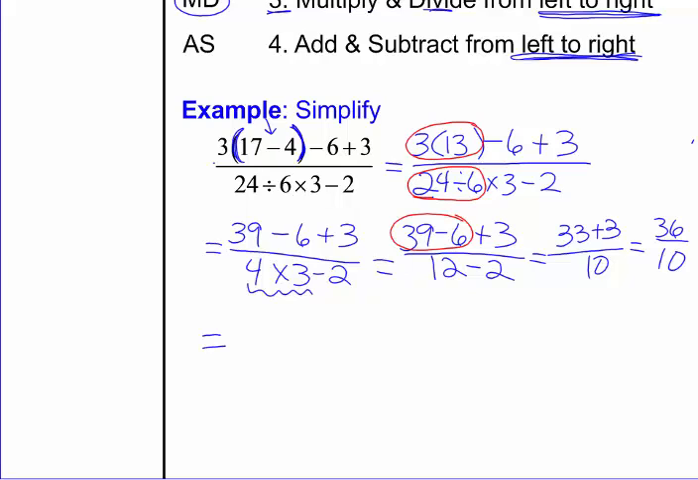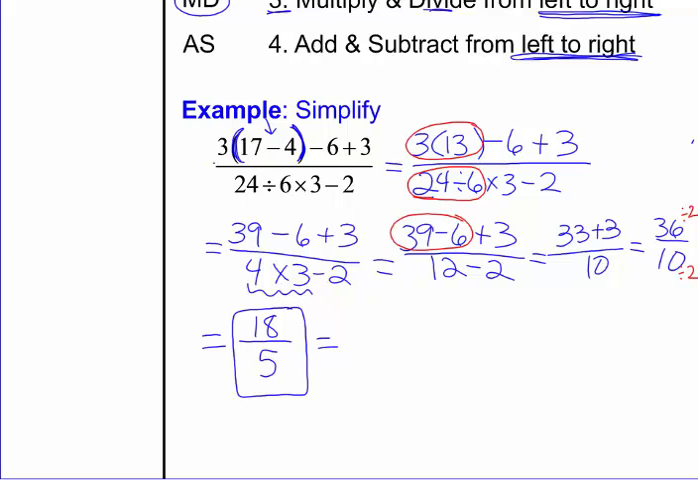So remember, you can divide the top by 2. You could divide the bottom by 2. And on the bottom, you'd get a 5. On the top, you'd get 18. So this is one way. That's an improper fraction. You can write it as a mixed number.